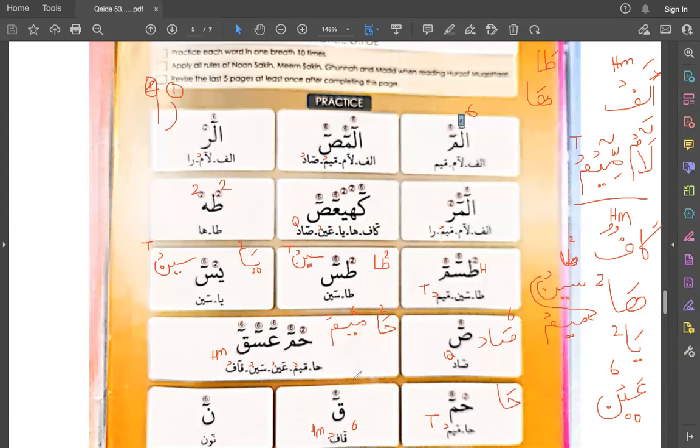Qaf. The sound should flow. Then noon. Why is it long? Because if you want to write it, there will be the position of mad arid lilsukoon. So here we are saying huruf muqatta'at, so it should be 6 counts long, and at the end you will find noon with sukoon, so you will give sifa of tawassut. So make it 6 counts long and give tawassut at the end. Noon.